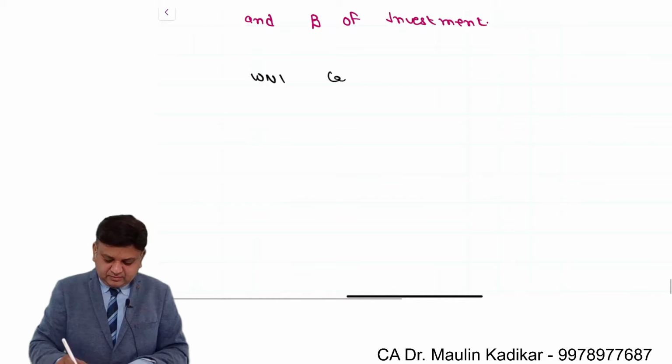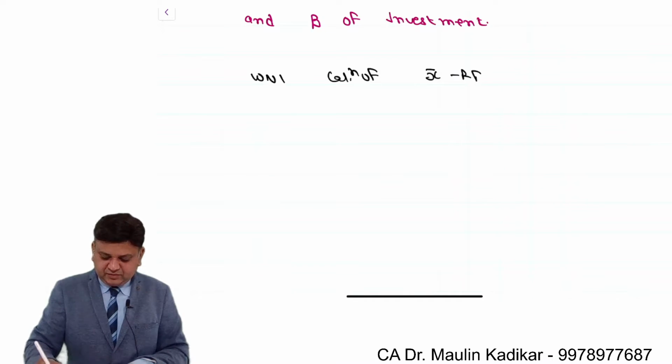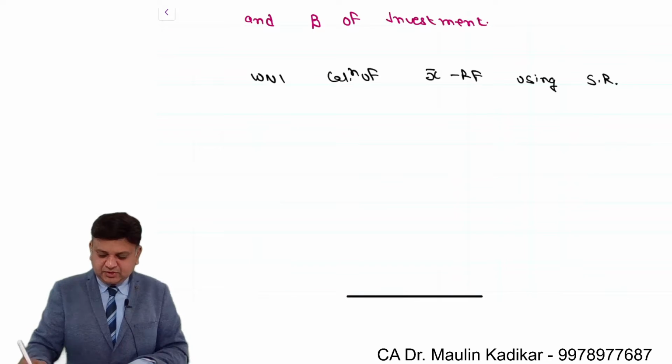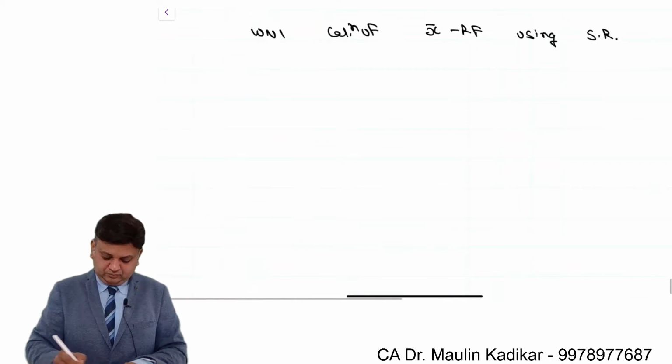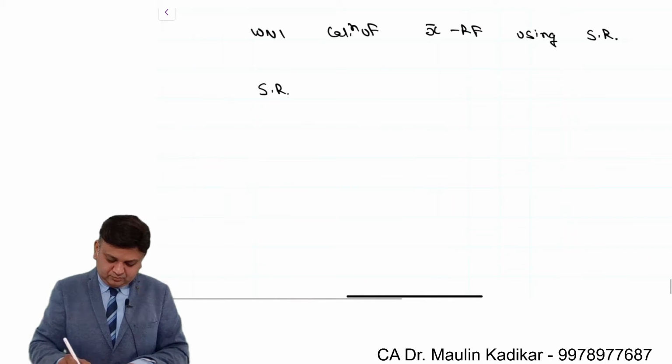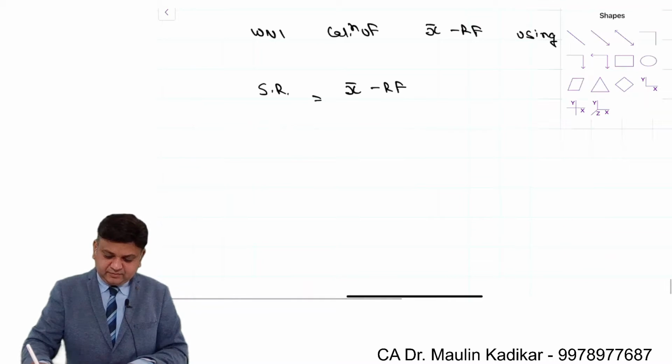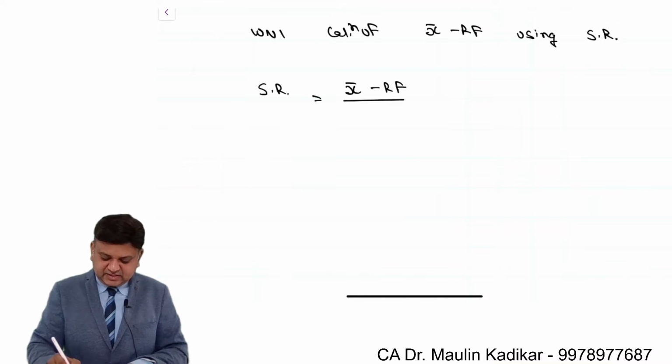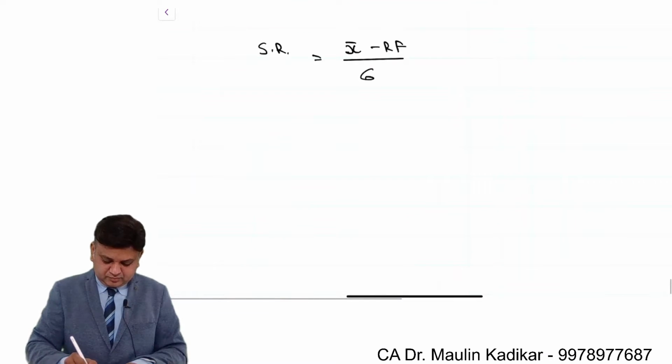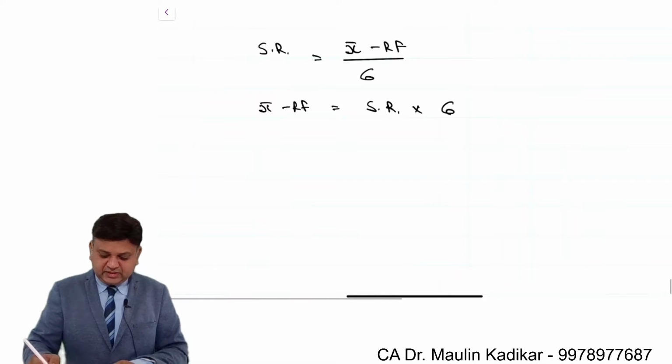Working note number 1, calculation of X per minus RF using Sharpe ratio. So Sharpe ratio is equal to X per minus RF divided by standard deviation. So X per minus RF is equal to Sharpe ratio into standard deviation.